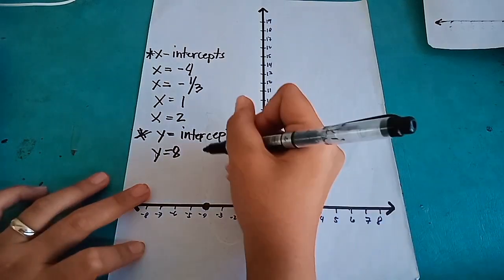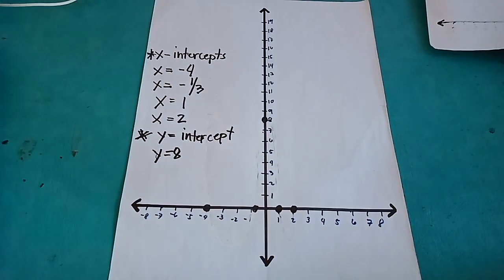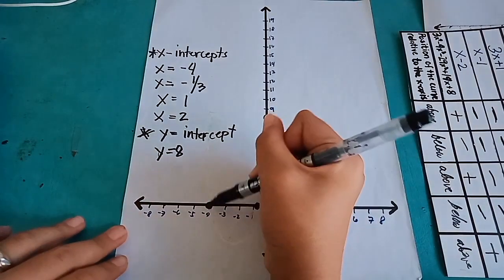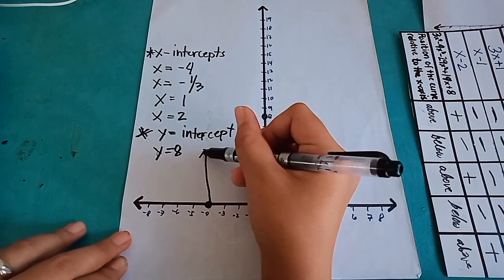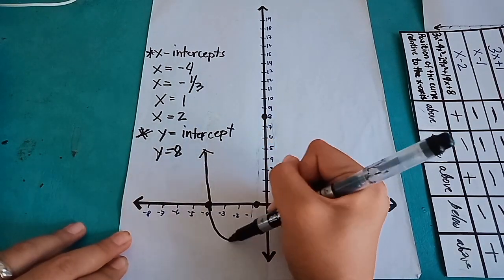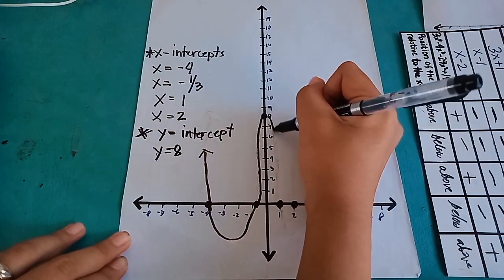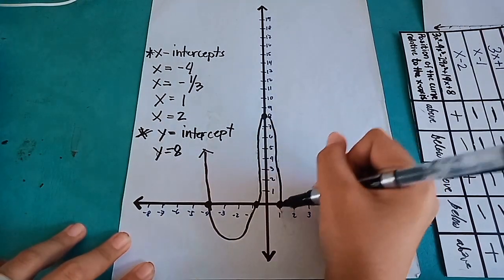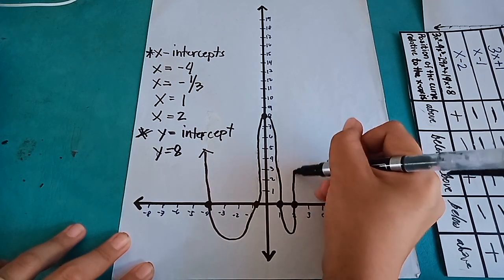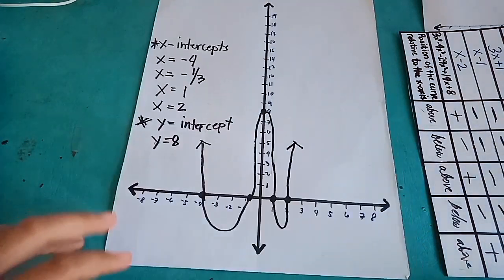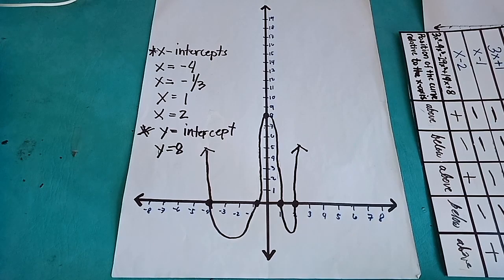So let's graph it. According to the position, so above, below, above, below, and above. So that is our graph accordingly.